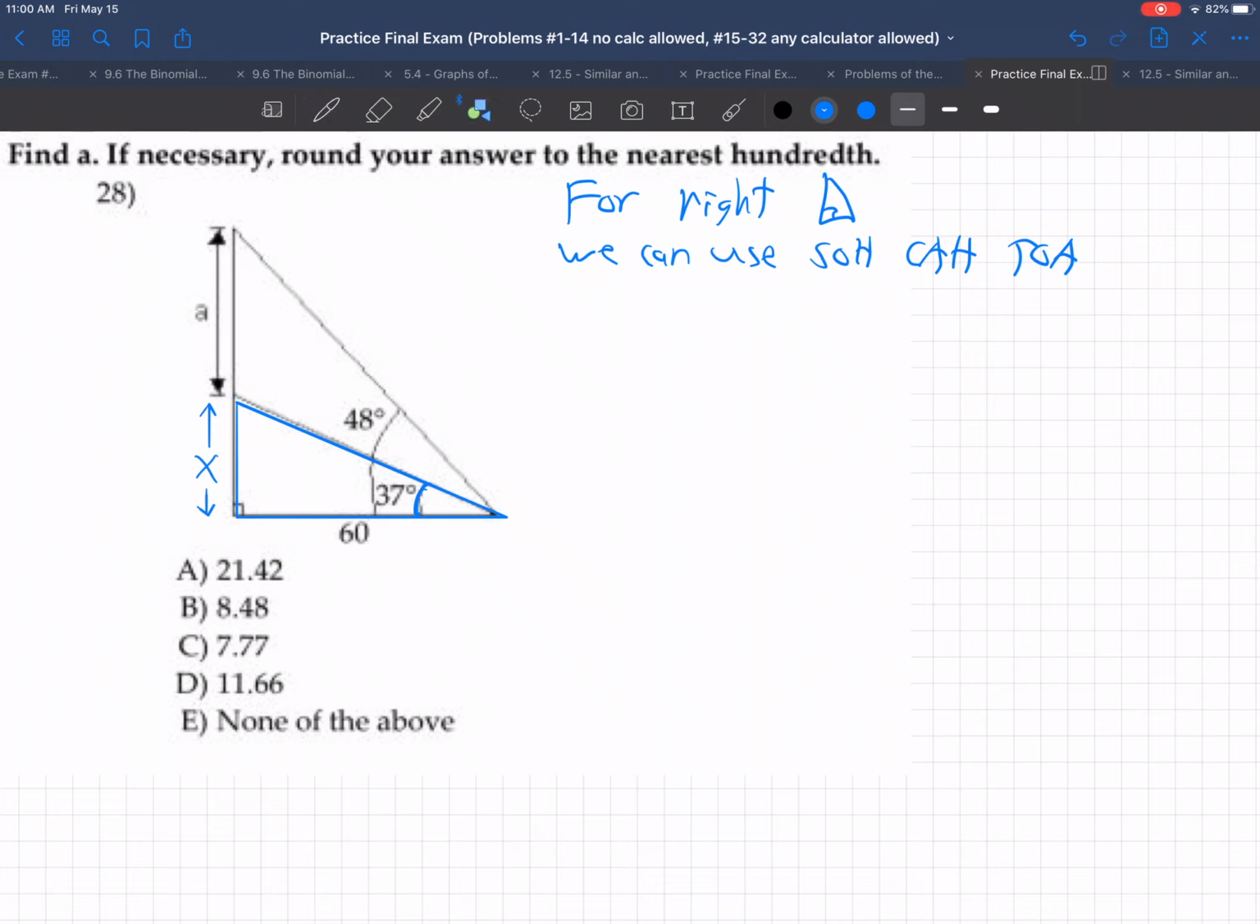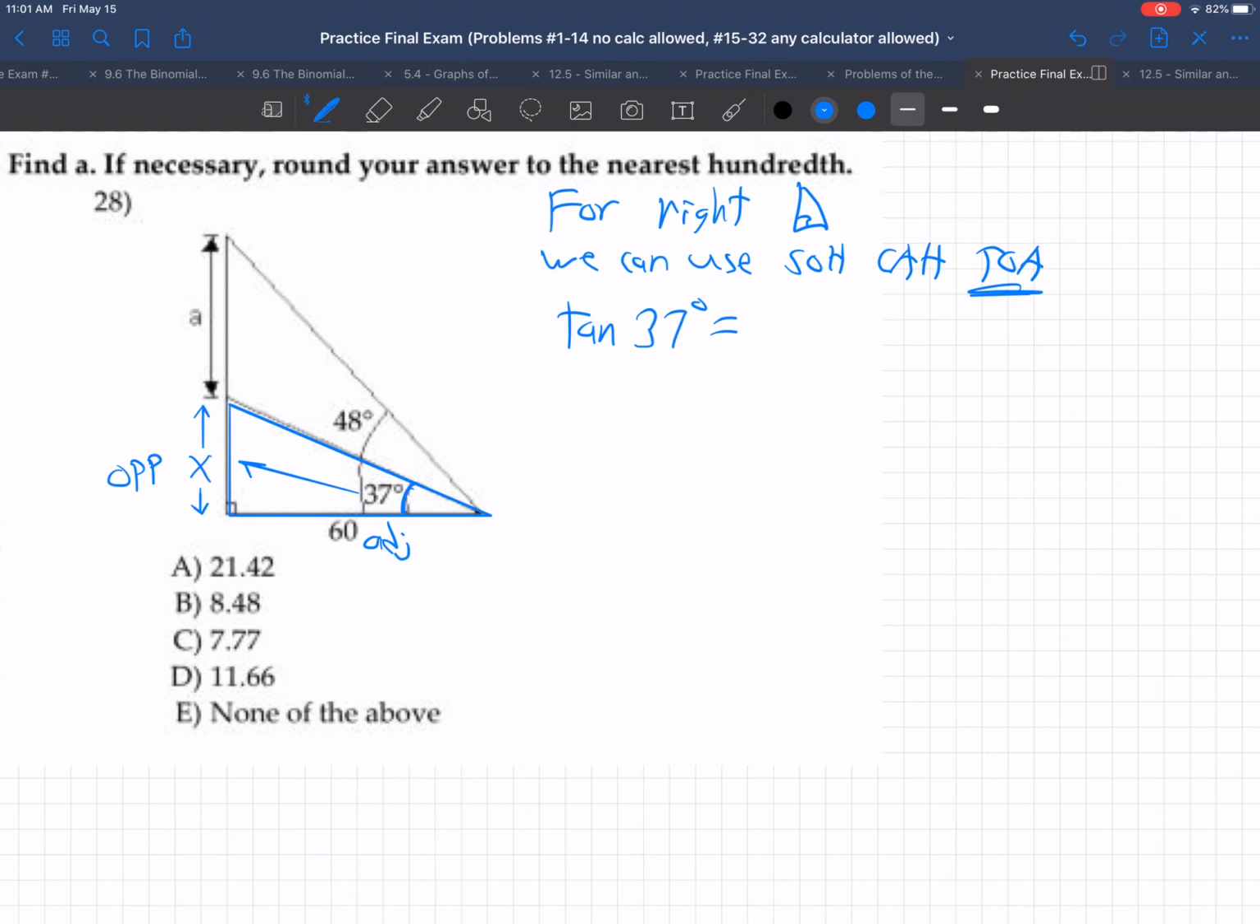So let's see. This side is the opposite from the 37 degrees. This side is the adjacent. So those are the two I'm going to use. SOHCAHTOA, opposite adjacent, that's tangent, isn't it? So I'm going to say tangent of 37 degrees is opposite x over adjacent 60. And then I can solve that for x.